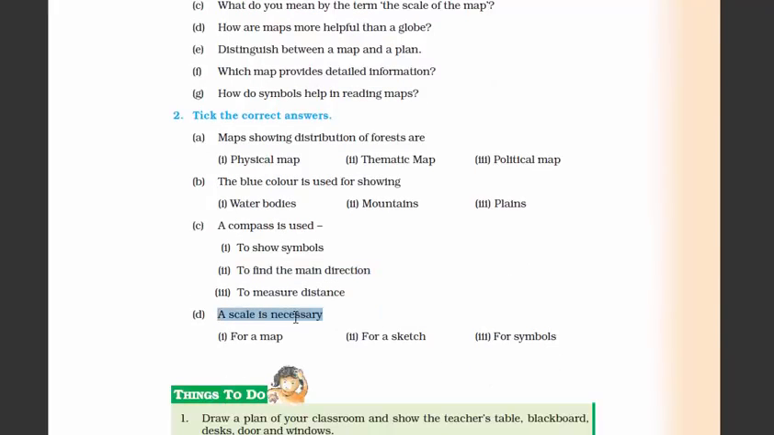A scale is necessary for a map. In a sketch, we do not use scale. For a symbol, nope. Symbol itself is part of a map. So it's a key, just like a scale. So it cannot be the answer. So the answer is for a map.